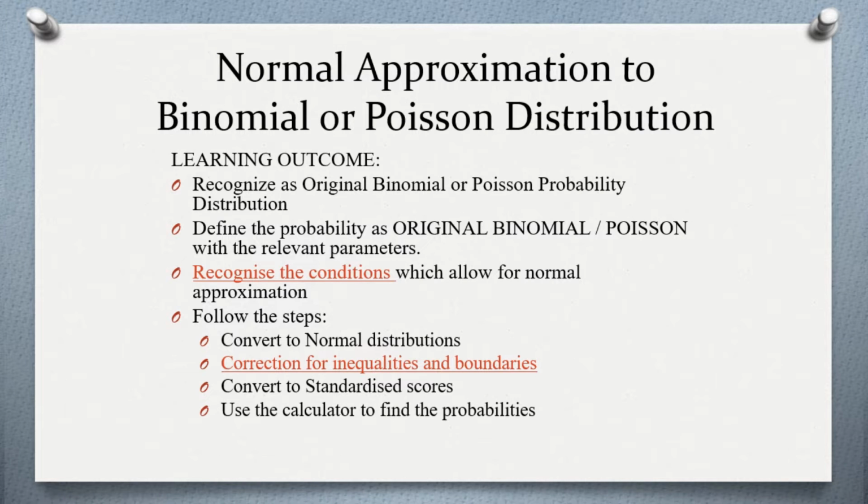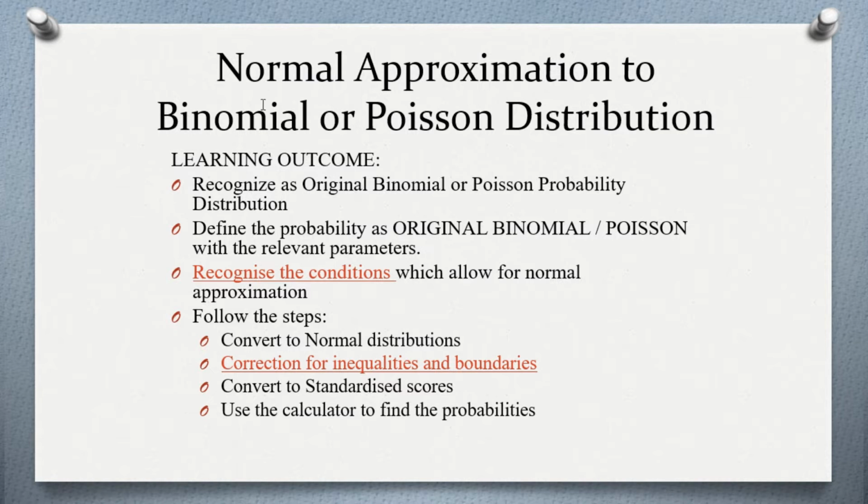Okay, so now we will continue to the last part of normal distribution. So you have normal approximation to binomial or Poisson, meaning you are going to basically change a binomial distribution into normal, or a Poisson distribution into normal.